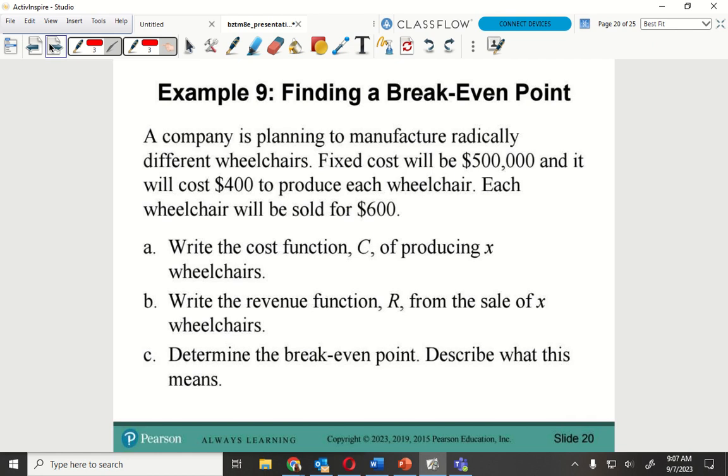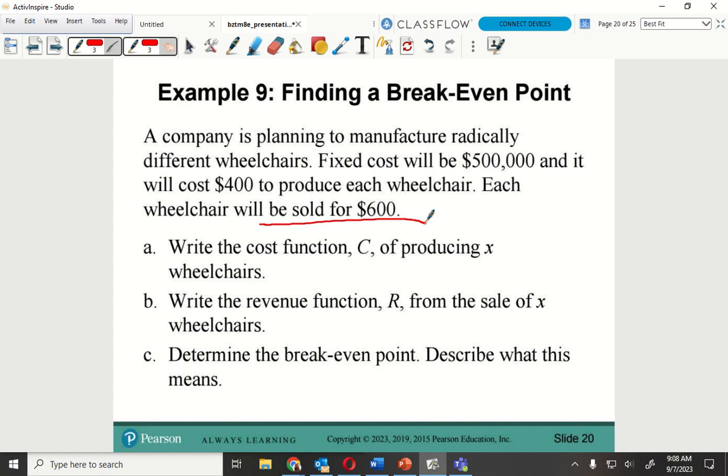so we need to identify two things. We have a cost and revenue. What is my income? What money is coming in? It says each wheelchair will be sold for $600. Is that going to be a cost or revenue? Revenue. That's coming in, right? Fixed cost is going to be part of my cost of producing: $500,000, and it will cost $400 for each wheelchair. That's going to be for every wheelchair that you make. So you have to buy tires, you have to buy the metal, you have to buy all that stuff. That's going to be part of the production cost.